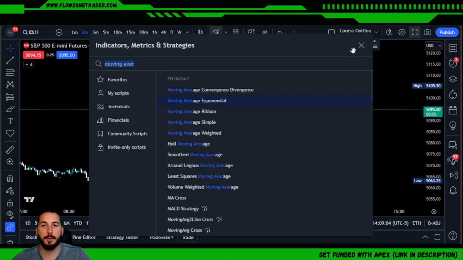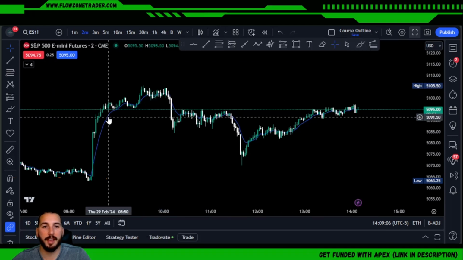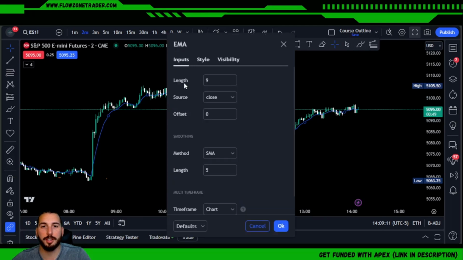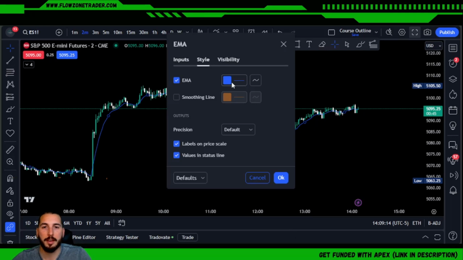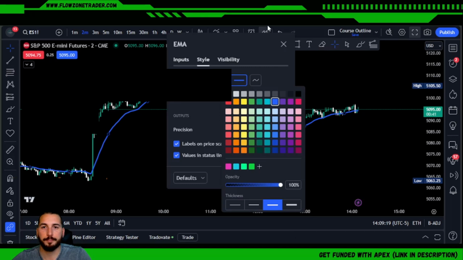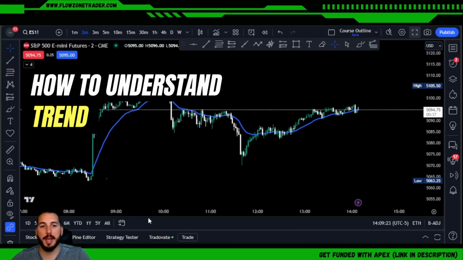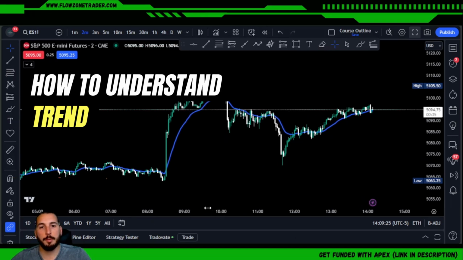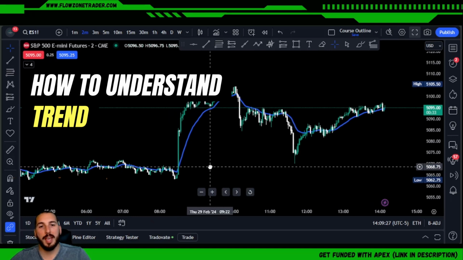So go ahead here, we can click on this EMA, and then I'm going to just quickly change this. So I'm on a 2-minute chart, which is what I like to execute on, and we're going to change this to a 21 EMA. I'm just going to make this a little bit thicker and easier to see. So very clear straight away that the 21 EMA smooths out price action.